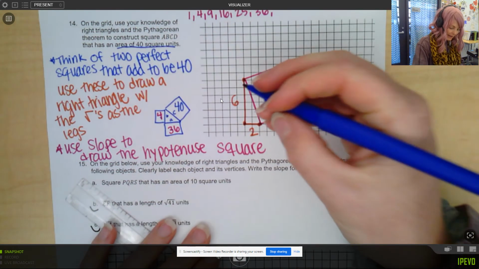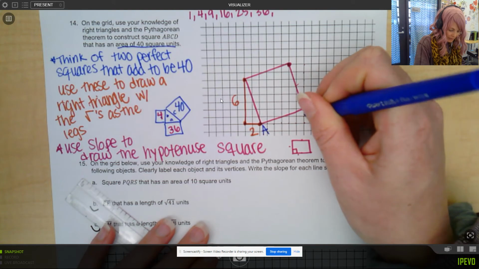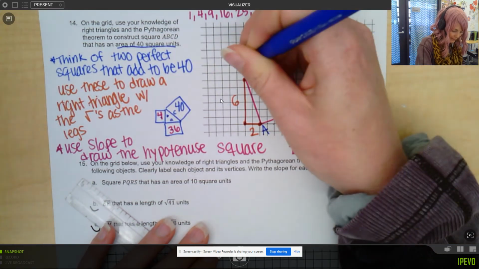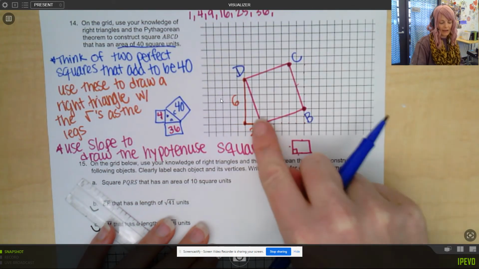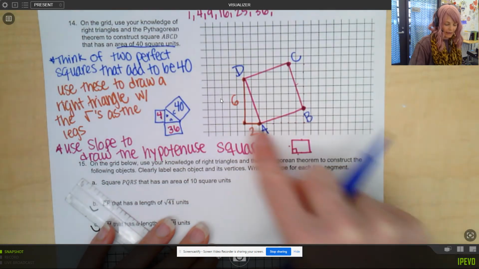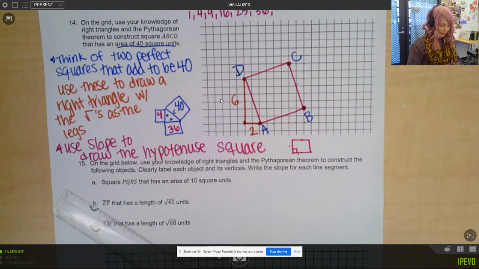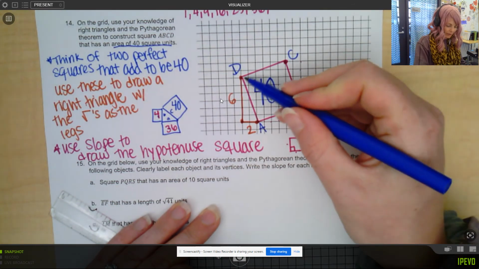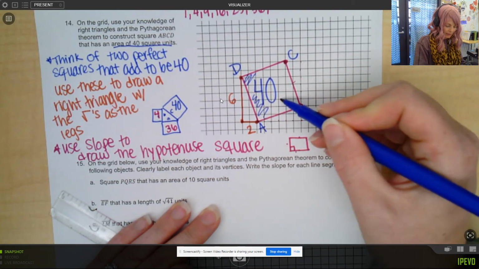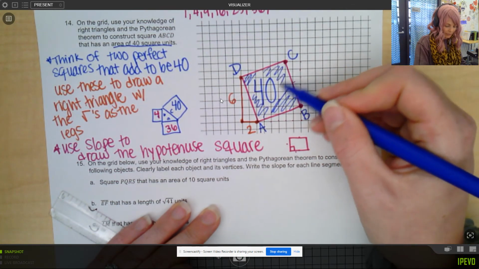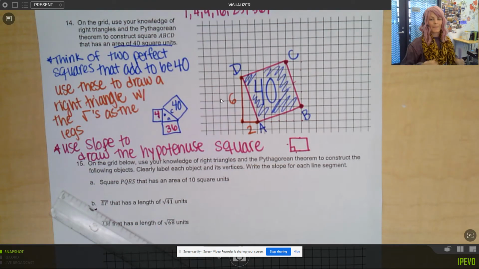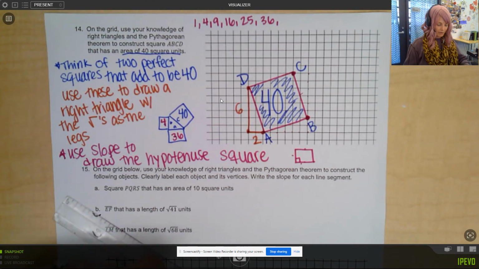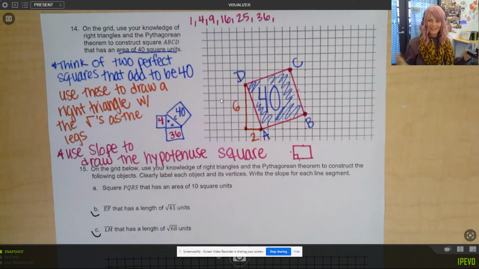And notice they called this A, B, C, D. So we're just going to go in alphabetical order, A, B, C, D. And you can start that A vertice anywhere as long as you're going in alphabetical order around your shape. So A, B, C, D. So this is square ABCD with an area of 40 units squared. Ta-da! So beautiful. Nice.